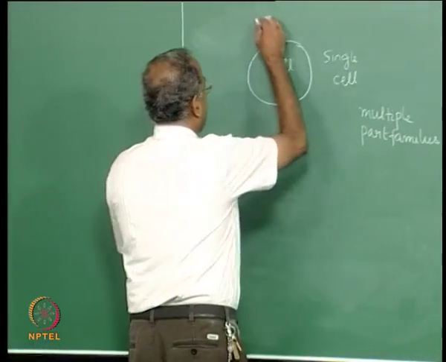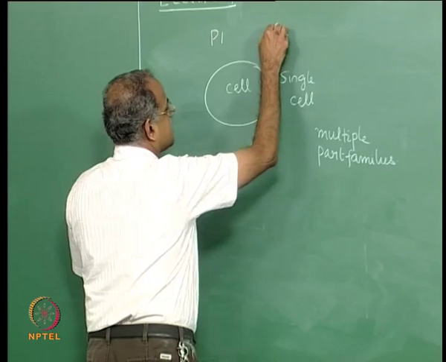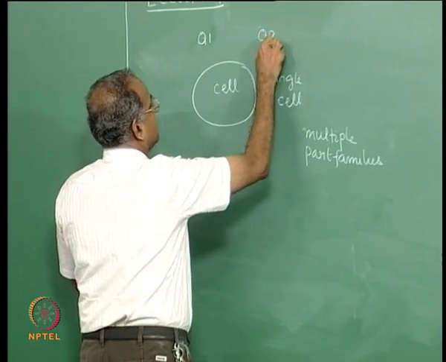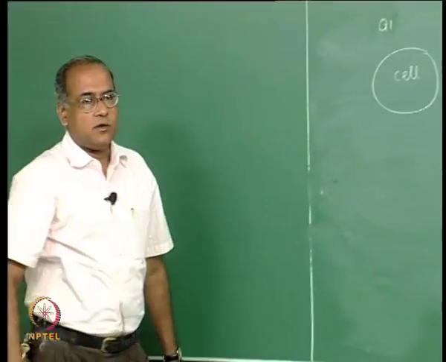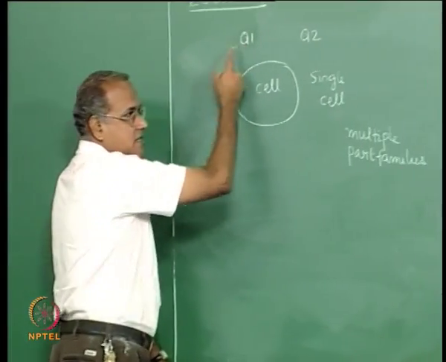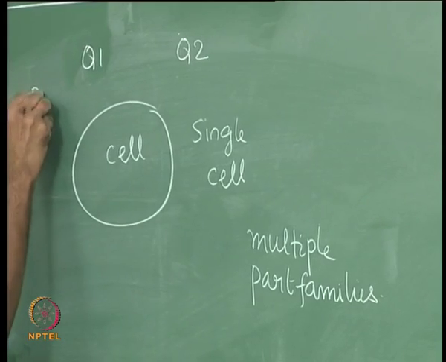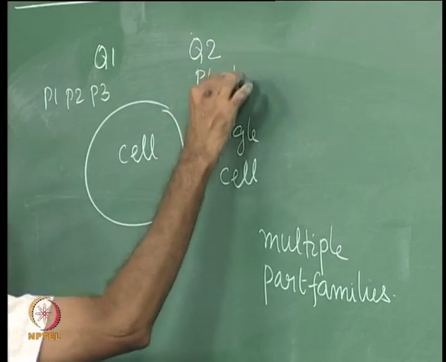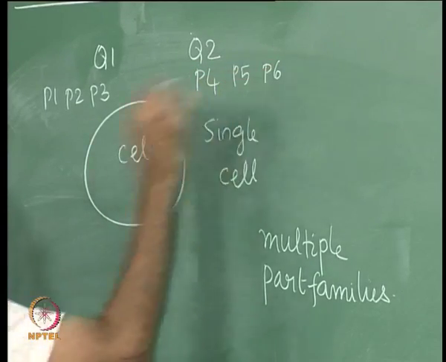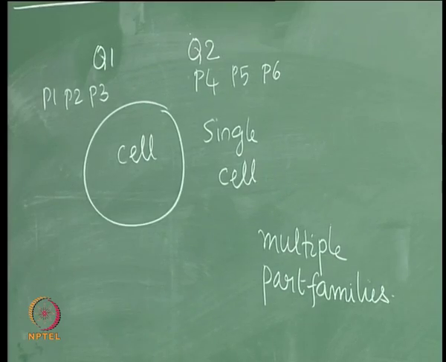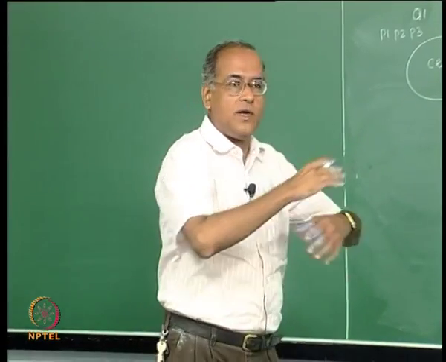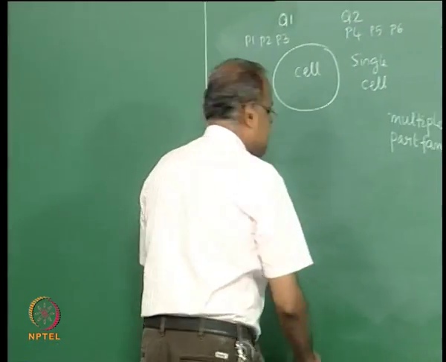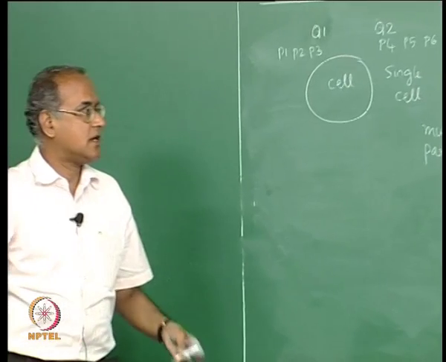For example, the same cell could be used to make products P1 and P2, or let me call them Q1 and Q2, and we could say that there are some variants of this, and these variants could be P1, P2, P3 here, and they could be P4, P5, P6 here. So in such cases, how do we optimize or find out the order in which these parts have to be given?